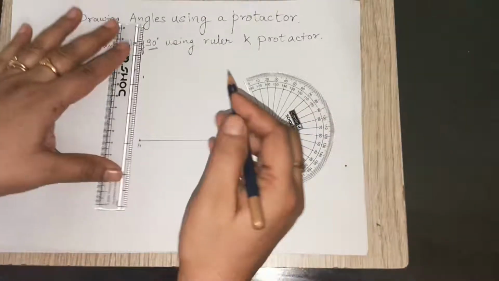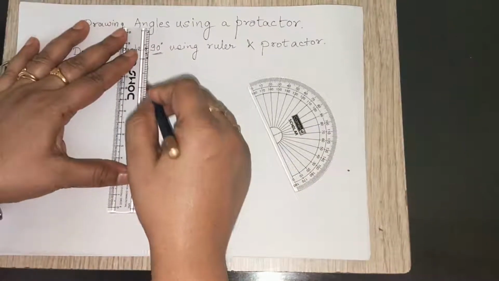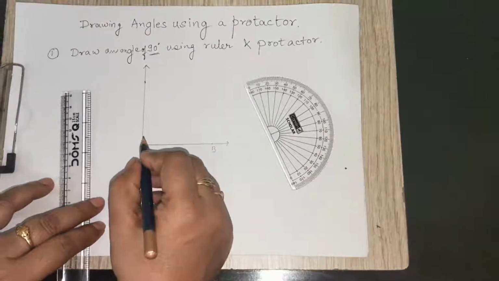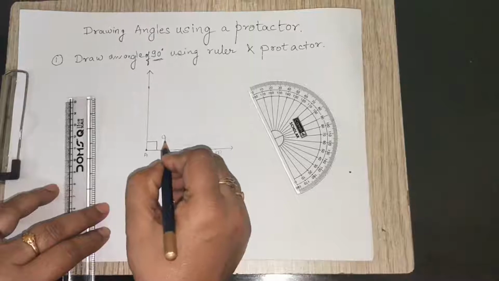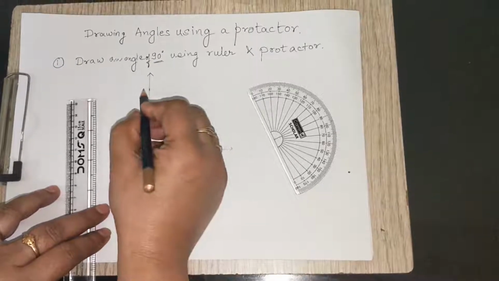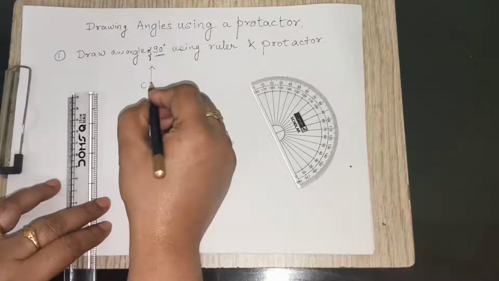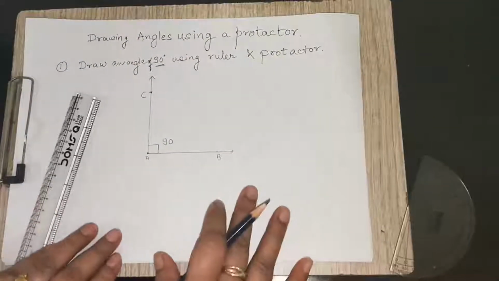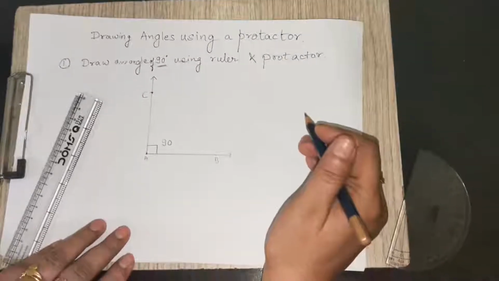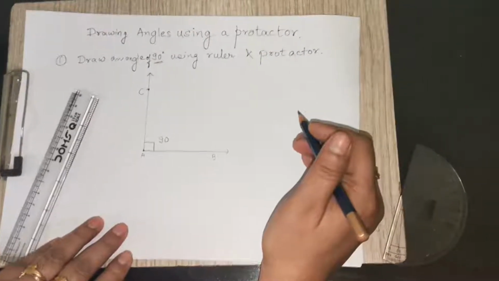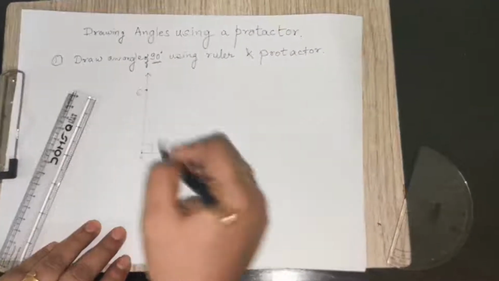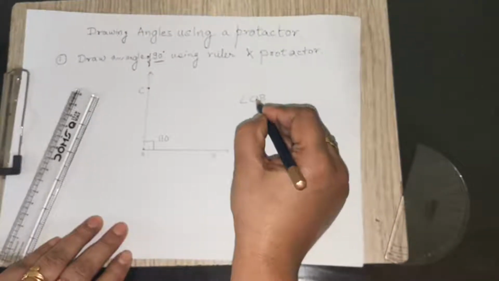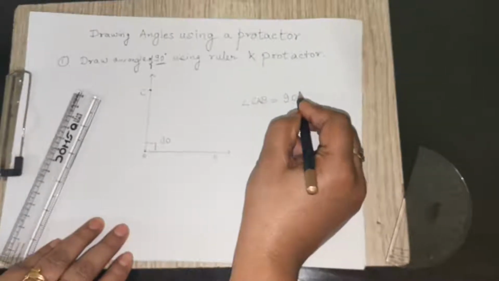So I am joining it with a ruler and here I am getting a 90 degree angle. This is also your right angle. So here I am writing 90 degree and here I am writing C, ray C. So children, you can see this angle CAB is the required angle and its measure is 90 degree. It is your right angle.